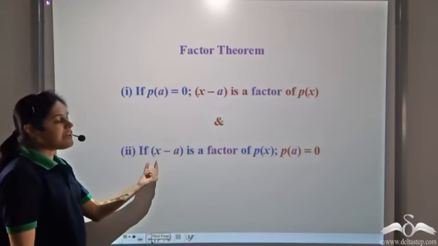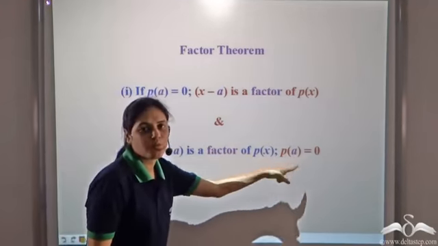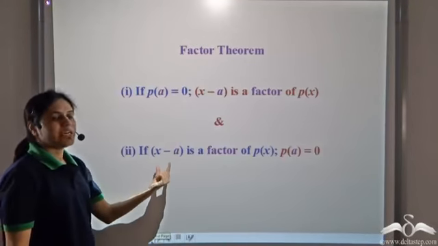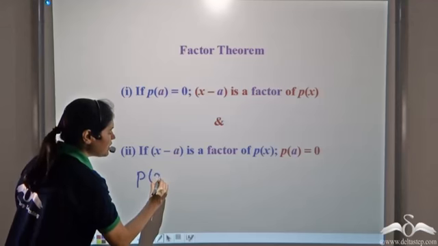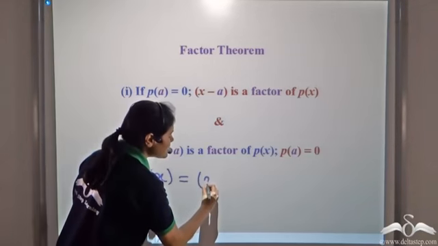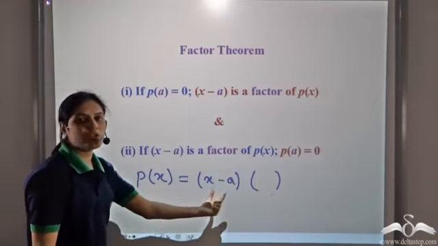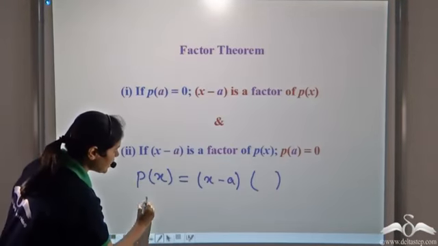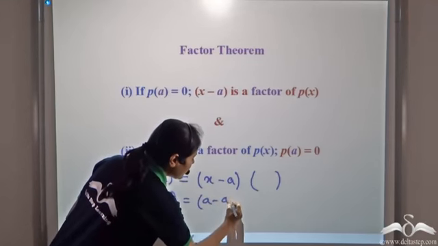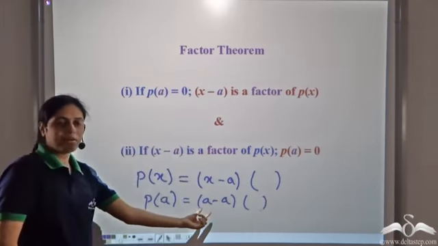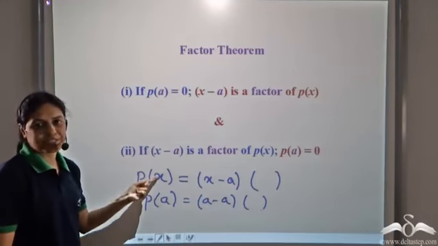Also, if x minus a is a factor of P(x), then P(a) will be 0. Because as we had seen, if x minus a is a factor of P(x), then P(x) can be written as (x minus a) into something. And if we substitute a on both sides, we get P(a) as (a minus a) into something. This becomes 0, so P(a) becomes 0. So it holds both ways.